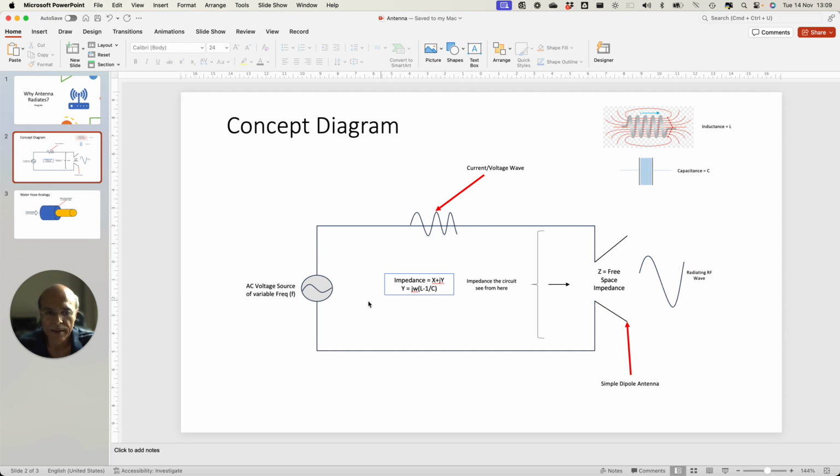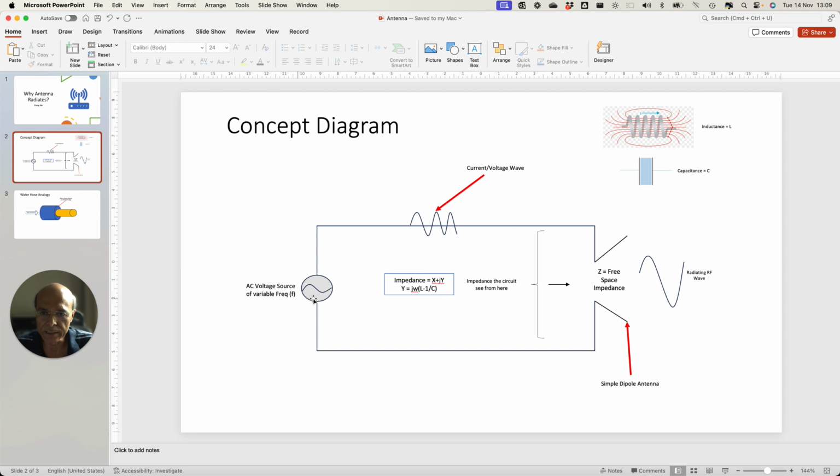Now friends, as I told you just now, the impedance of the circuit depends upon the frequency. Why frequency? Because if you look at this, Y is a multiple of j omega. Forget about j. Omega is 2 pi f, where f is embedded into omega, and it is multiplied by inductance minus 1 upon capacitance. You don't have to worry about these terms. Just understand that Y depends upon frequency.